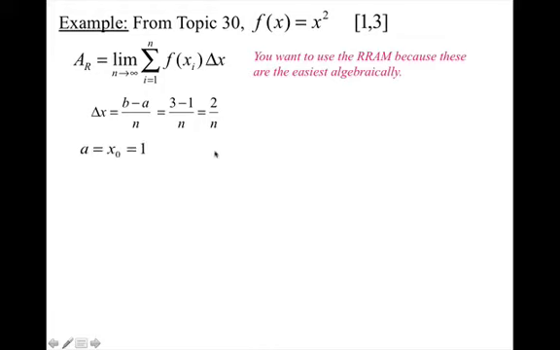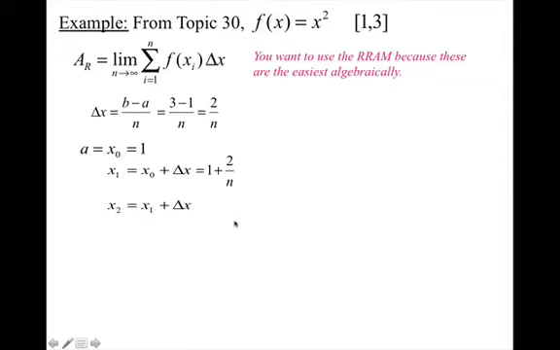Now I can start out and find my x sub 0, which I know is the start of my interval, which is 1. Now to get x sub 1, the next x value, I know that my change of x is 2 over n. Since I'm starting at 1, to get the next x value, I would add my change of x to the previous x value. So that means x sub 1 is the previous x value plus my change of x, which in this case is 1 plus 2 over n.